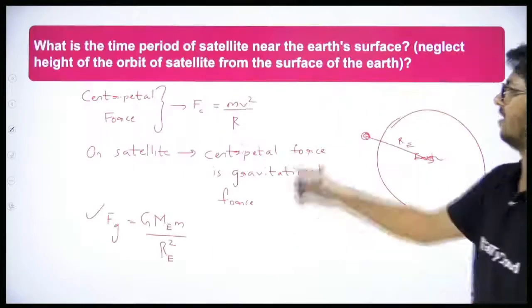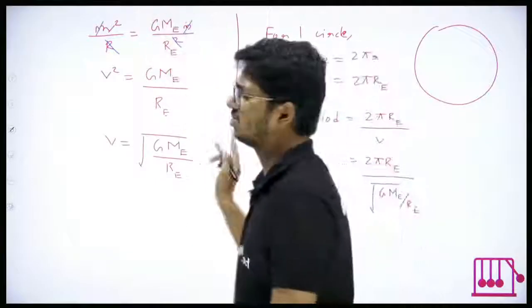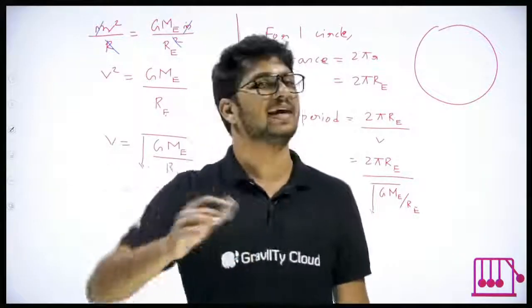Clear? So we start from centripetal force. We say both of them are equal. Then solve it. Get speed. Get time. That's it.